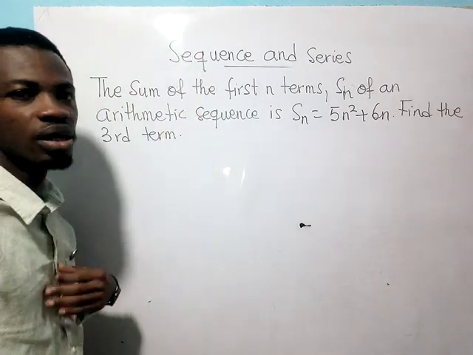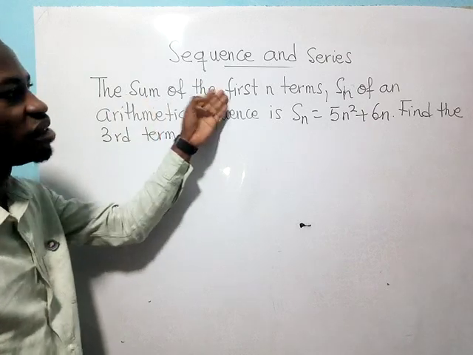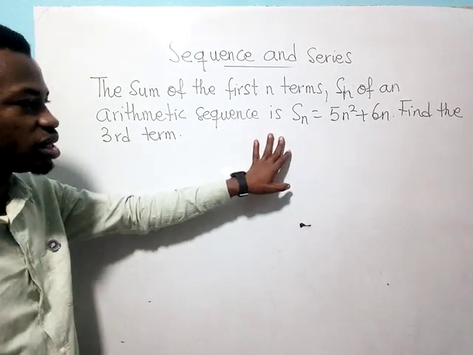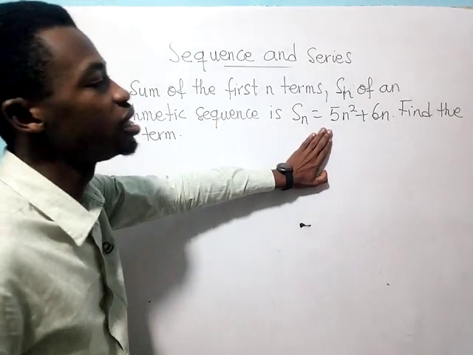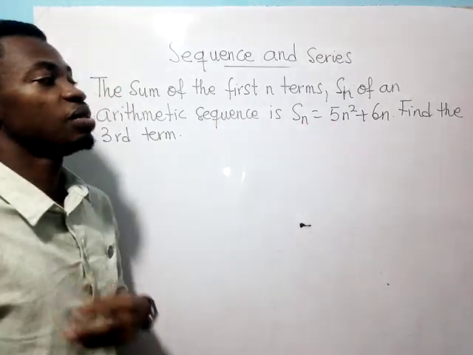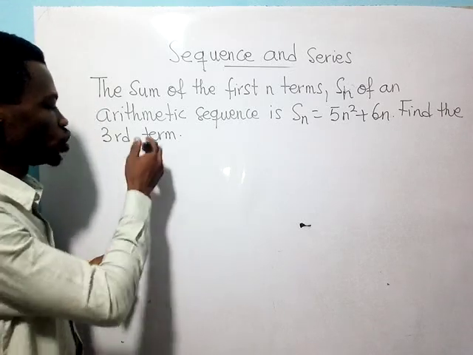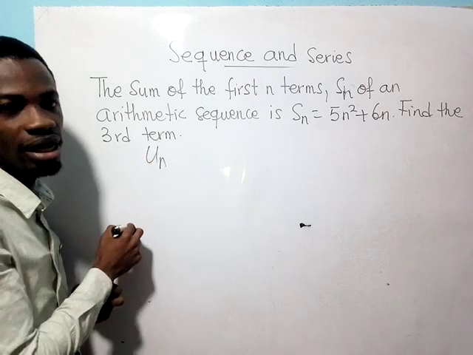And we have a question on the board. The question is: the sum of the first n terms, Sn, of an arithmetic sequence is Sn equals 5n squared plus 6n. Find the third term. So here we are going to find un.